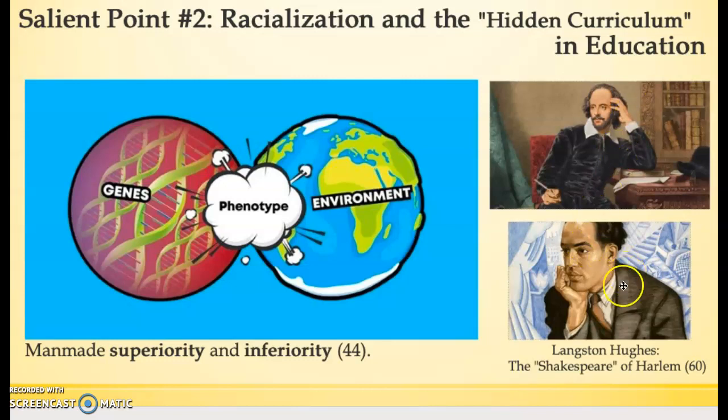Down here, if it didn't say Langston Hughes right underneath his name, not everybody would be able to recognize him. However, William Shakespeare is from England, and Langston Hughes is born and bred in America. So why do we value William Shakespeare's voice over Langston Hughes?